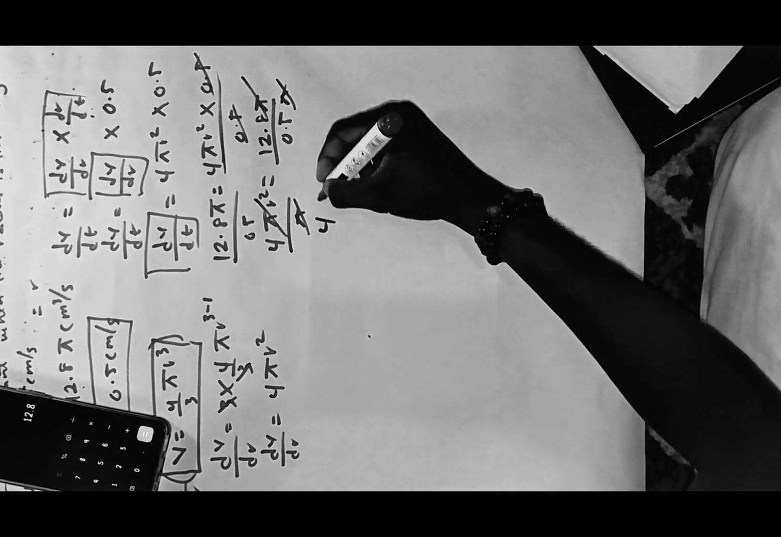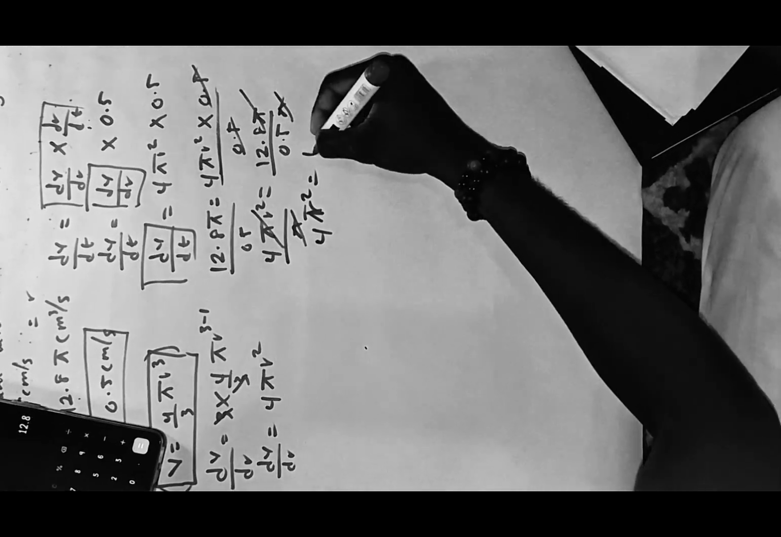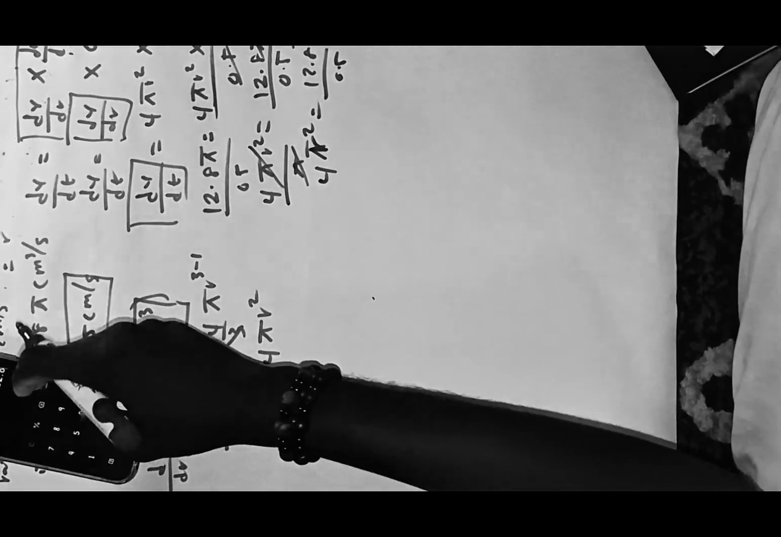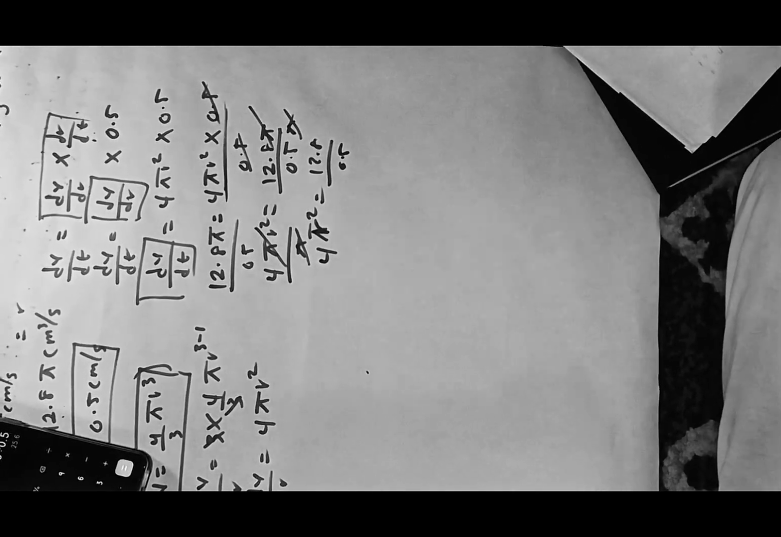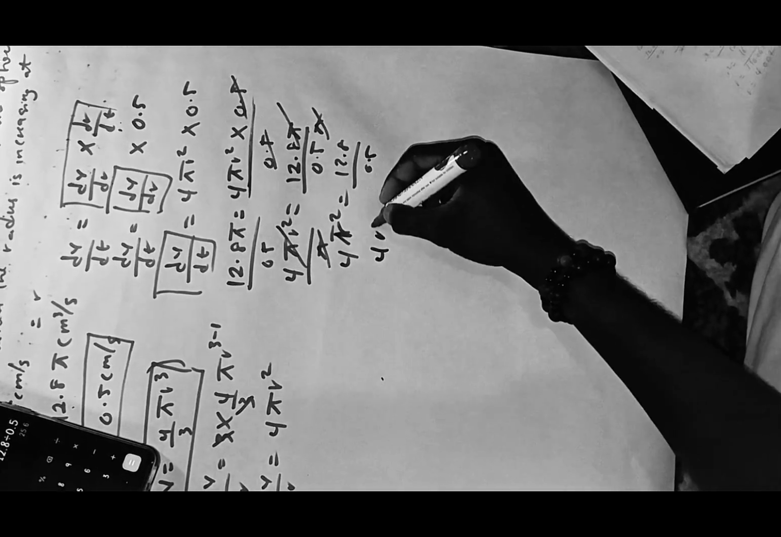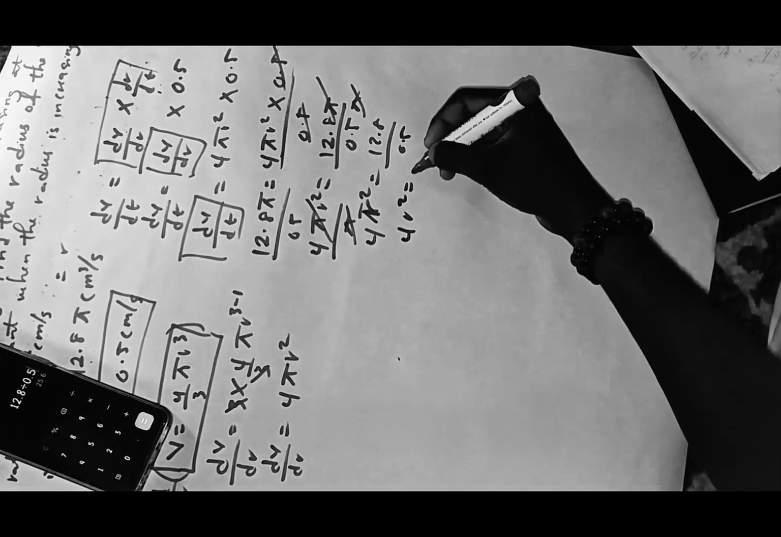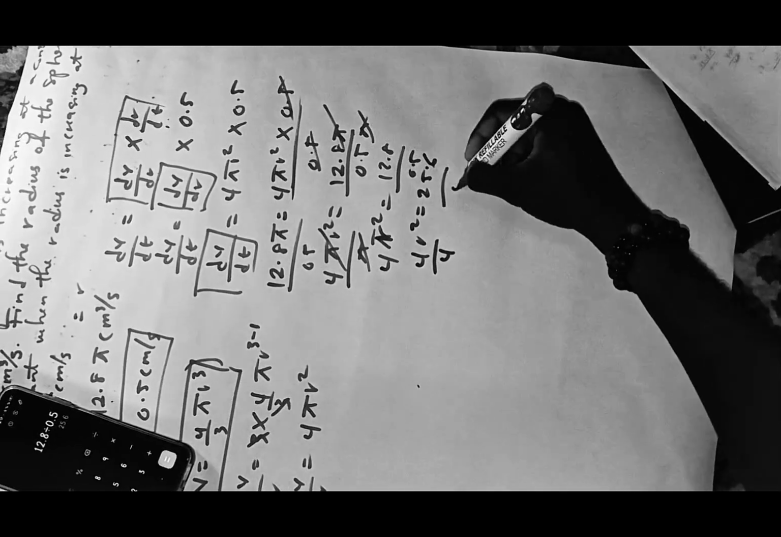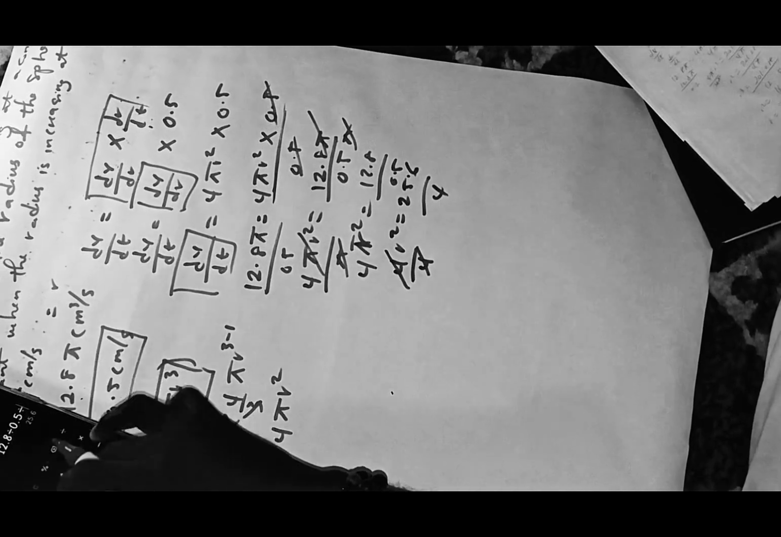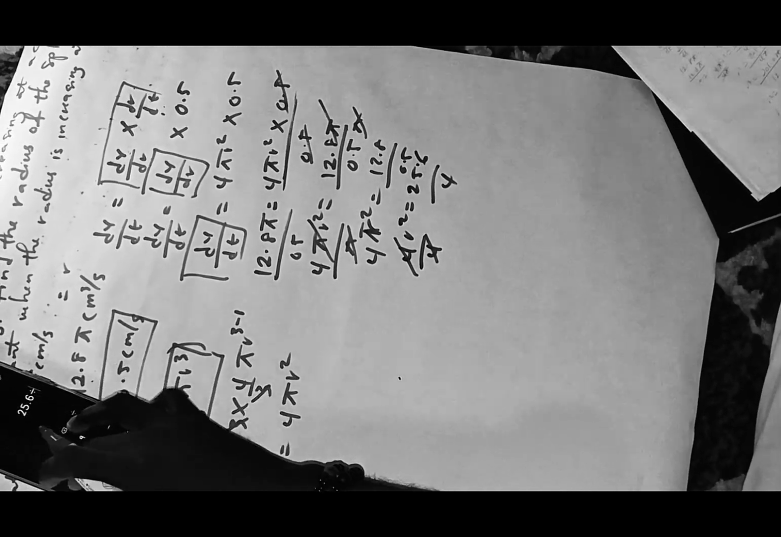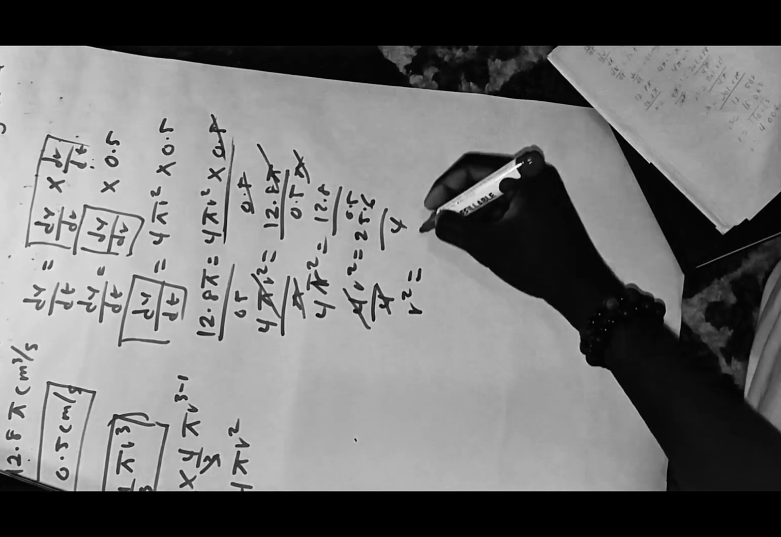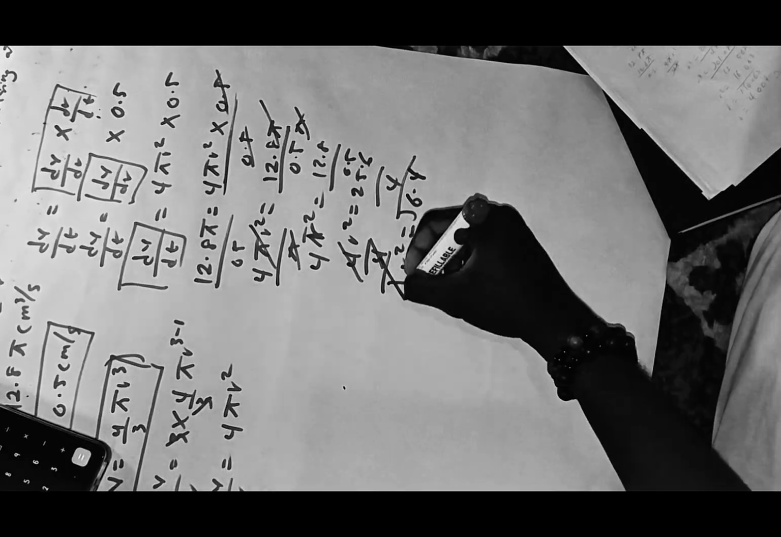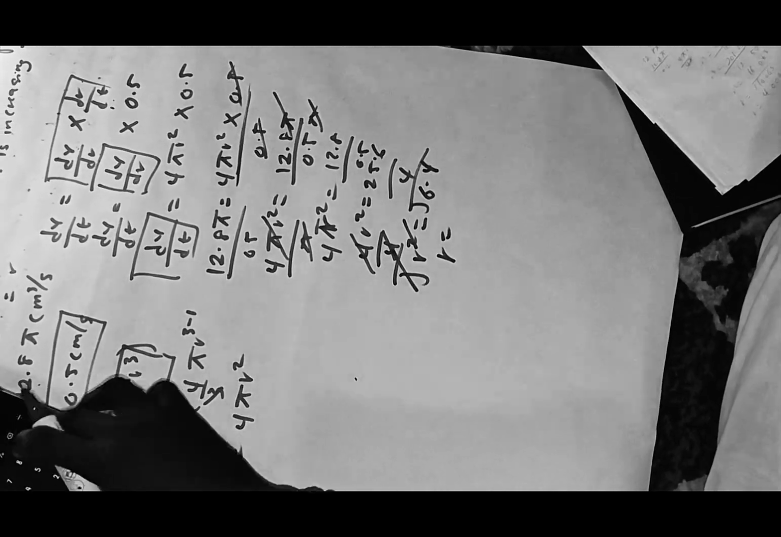So we have 4 r squared is equal to 12.8 divided by 0.5. So that's 4r squared is equal to 25.6, right? So let's divide both sides by 4. 4 cancels 4. So we have 25.6 divided by 4, so r squared is equal to 6.4. So we take the square root of both sides. Square root cancels square. So r equals square root of 6.4.